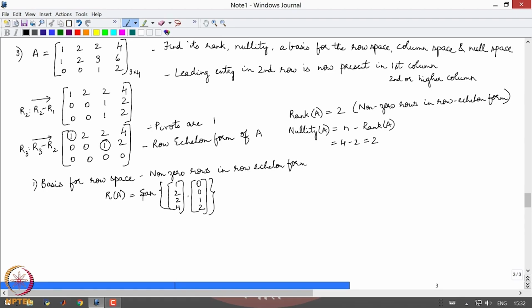Now, coming to the column space, we need to identify. So, we know that there are only 2 existing independent columns in this. So, we need to identify which of these 2 columns in the row echelon form are independent. We can clearly see that the first 2 are not independent. So, we can go with the first and the third. So, I will say that the column space of A is spanned by the vectors 1 0 0 and 2 1 0.